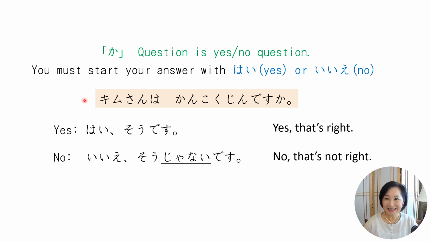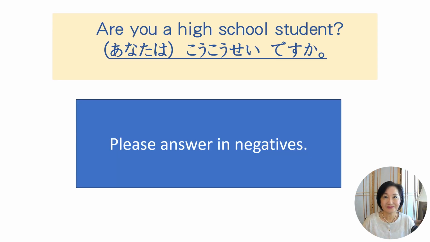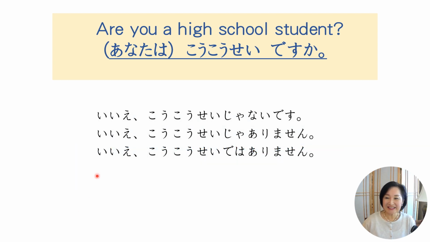Let's look at this question sentence. キムさんは韓国人ですか? Are you Korean, Kim? And if the answer is yes, you can say, はい、そうです。Or if the answer is no, you say, いいえ、そうじゃないです。Now it's your turn. Let me ask you these questions and then please answer me in negatives. あなたは高校生ですか? No, you're not 高校生. So your answer should be one of these.